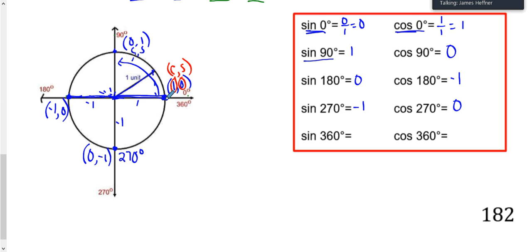Wouldn't that be the same as 0? Yes. It's at 1 comma 0. So what's the sine of 360? Just 0. Yeah, 0 and then 1. And for the cosine, cosine is 1.